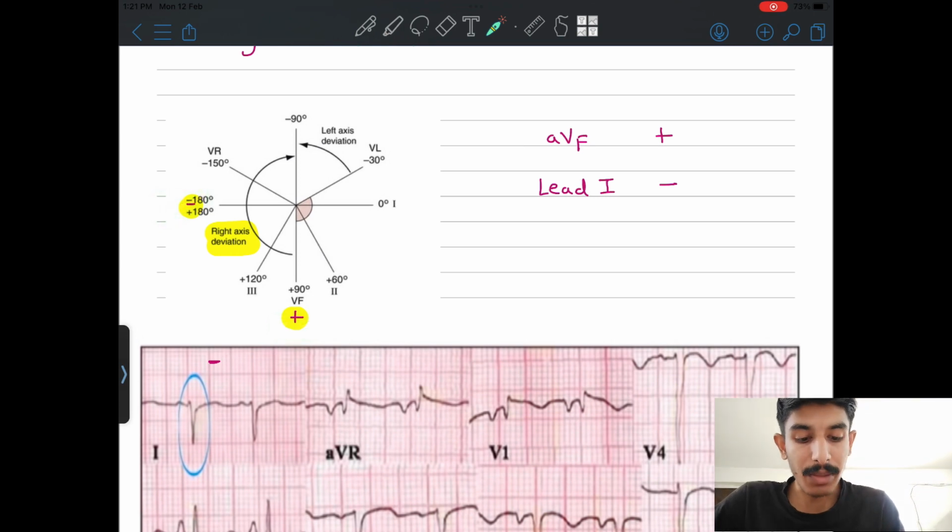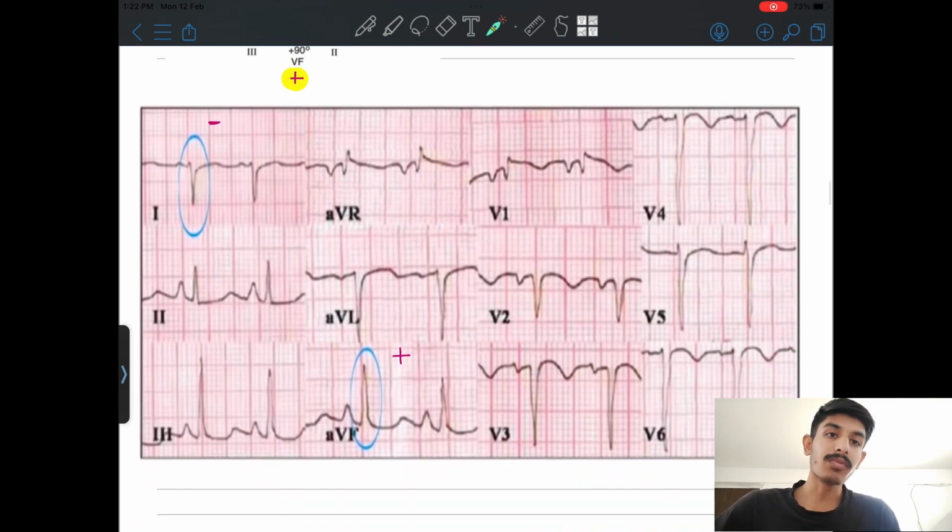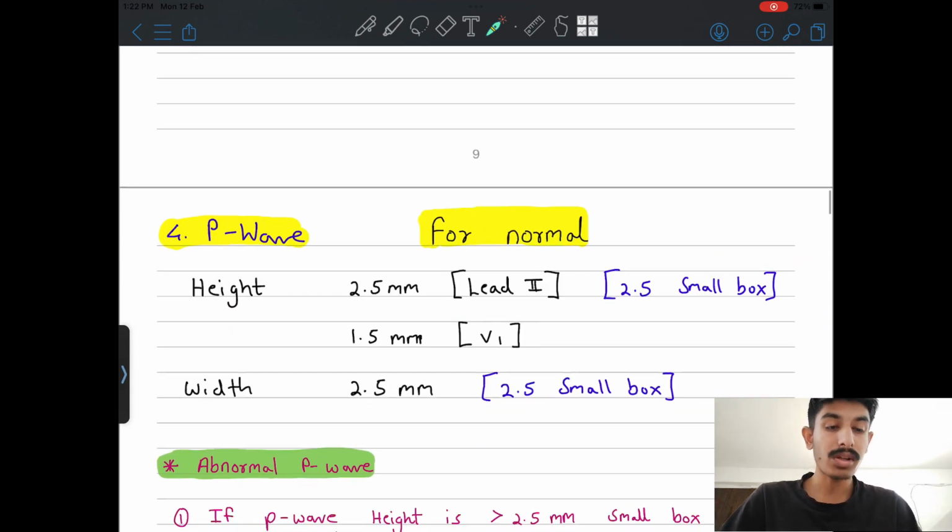Automatically it will tell that your graph's axis is coming between this, so it is right axis derivative, or simply you can say RAD. So now we know how to find the axis. By this we will know what the axis of the patient is in our graph, like left, right or normal.